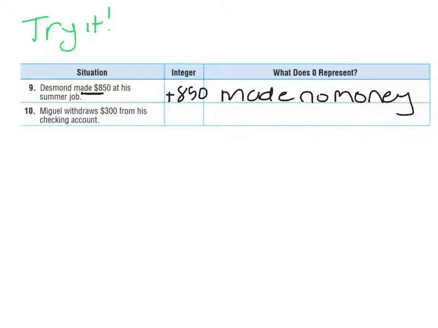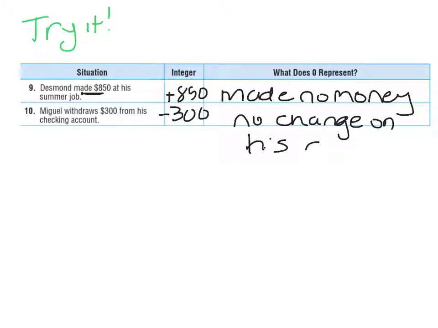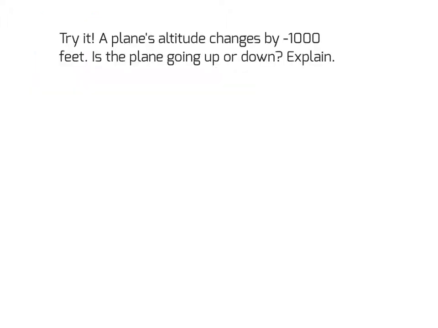And Miguel withdraws $300 from his checking account. Remember, withdraw would be negative 300. And 0 would be if there was no change on his account. Sorry, it's kind of hard to write with my finger there. Alright, 2 more problems.